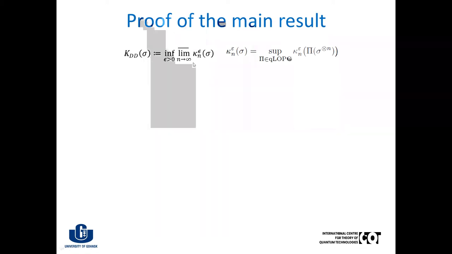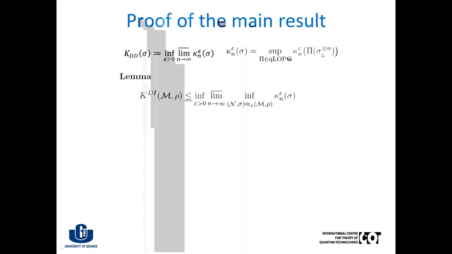So there is this decoration by infimum and limsup of the key rate, and the key rate is achieved by quantum LOPC protocols on n copies of sigma. We have a first lemma saying that the device-independent key of the device M rho is upper bounded by the following quantity, where I have this decoration in front, inf lim, limsup, and the infimum over n sigma, that means device M rho up to epsilon.